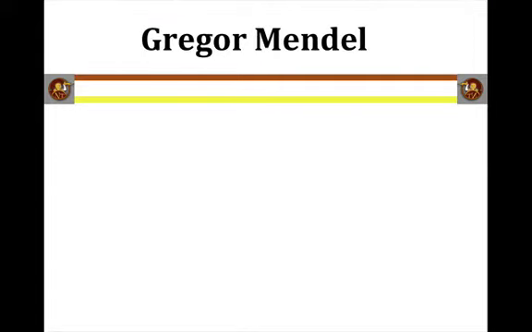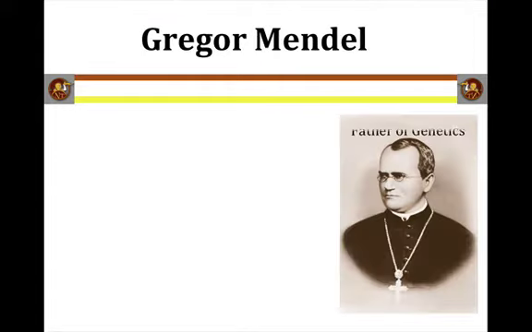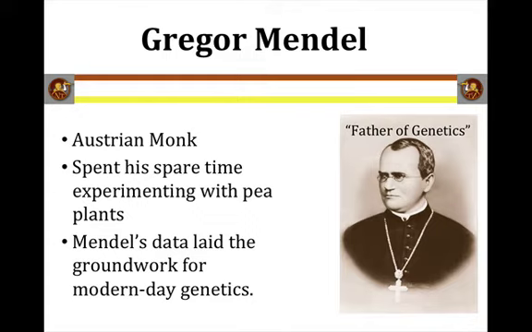Okay, Gregor Mendel. Who was he? He was the father of genetics. He was an Austrian monk. He spent his spare time, which he had a lot of, experimenting with pea plants. And all of Mendel's data really laid the groundwork for modern day genetics. Before Mendel, we really knew very little about how we pass traits on from parent to offspring.